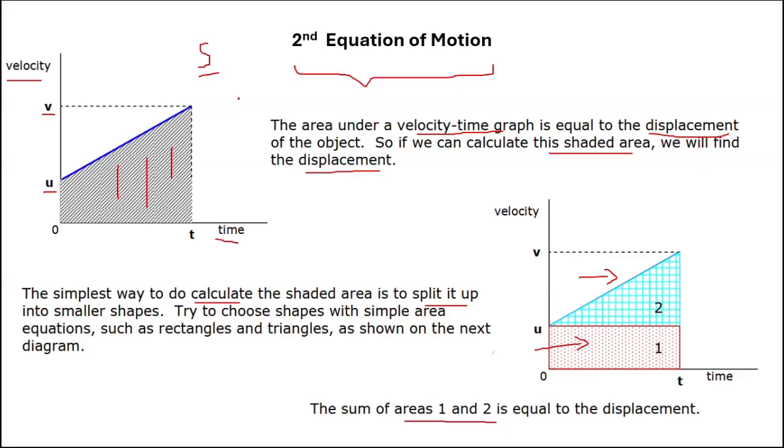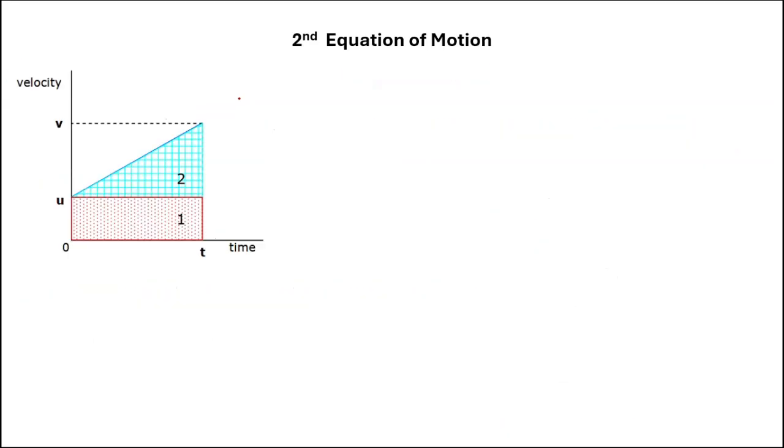Okay students, now let's calculate the areas individually. Area 1 is equal to u multiplied by t, because this is a rectangle, and by definition the area of a rectangle is equal to length multiplied by breadth. This is length t and this is breadth 0 to u. So u multiplied by t is area 1.